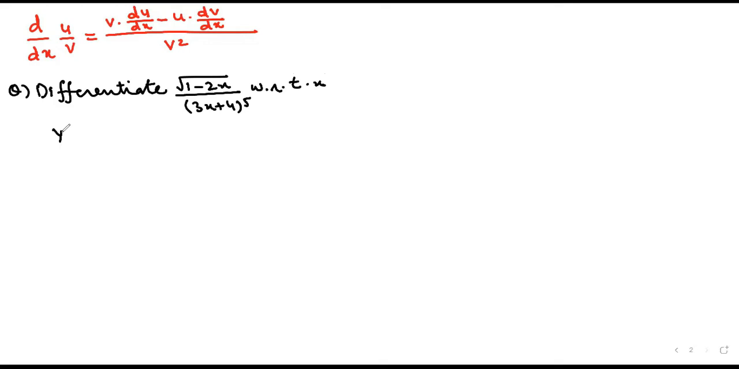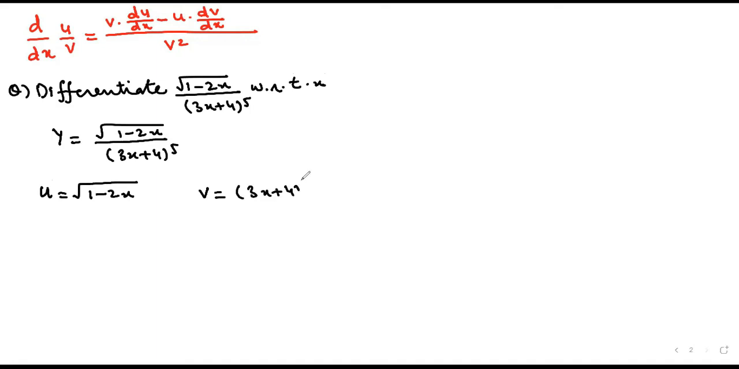Y is equal to under root (1 − 2x) over (3x + 4) power 5. Here we have u is equal to 1 minus 2x and v is equal to (3x + 4) power 5.